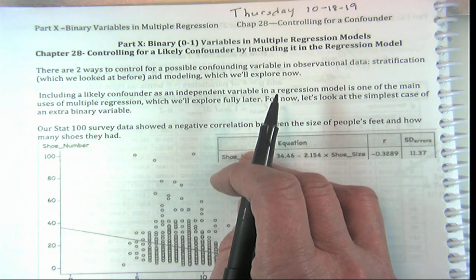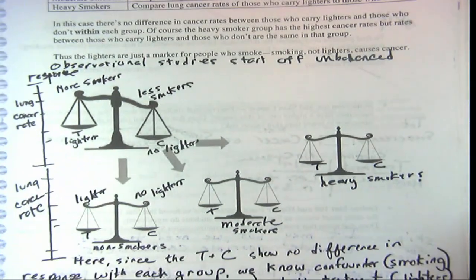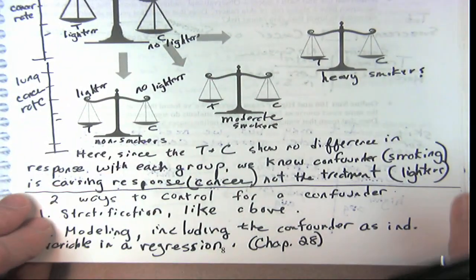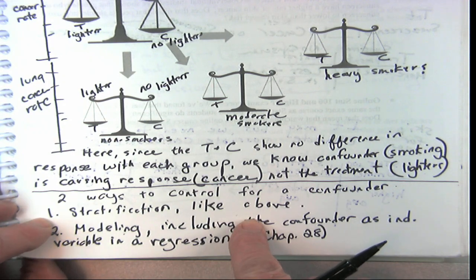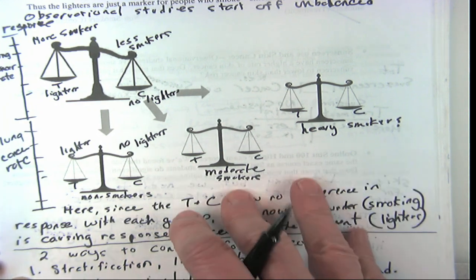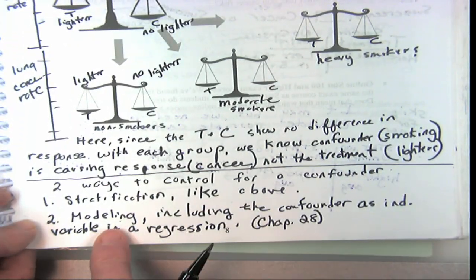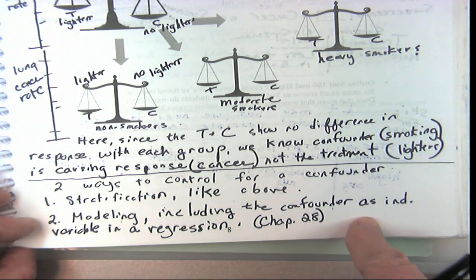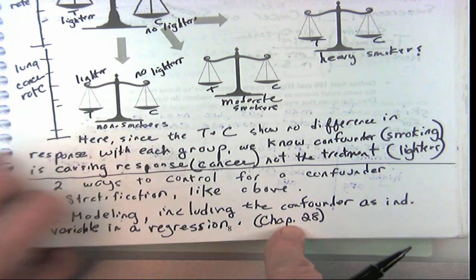It's very similar to what we talked about, I think it was way back on page 8, if I'm not mistaken. Let me pull that up for you. Yes, it was back on page 8, at the bottom of the page, when we were talking about stratification, I said there are two ways to control for a confounder. One is stratification, like above, where you stratify on what you think is the confounding variable. We saw that smoking was the confounder. It wasn't really lighters causing cancer, it was smokers, smoking. The other way is modeling, which is including the confounder as an independent predictor variable, an X variable, in a regression model, as we're going to do in chapter 28, and that's where we are now.